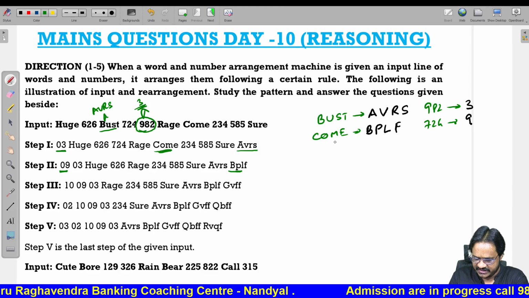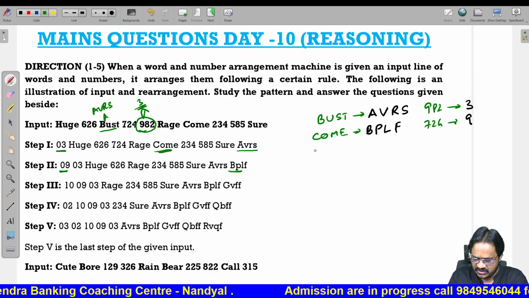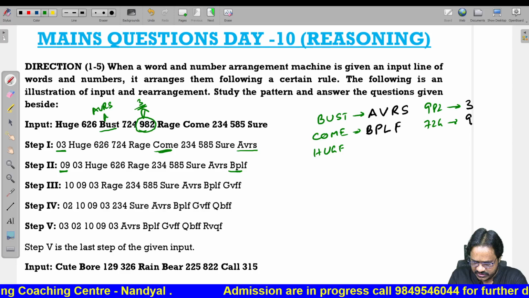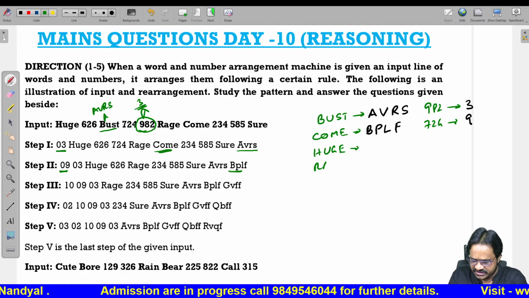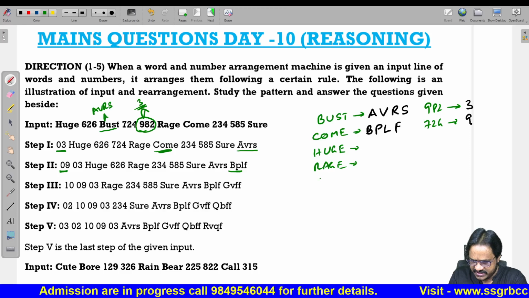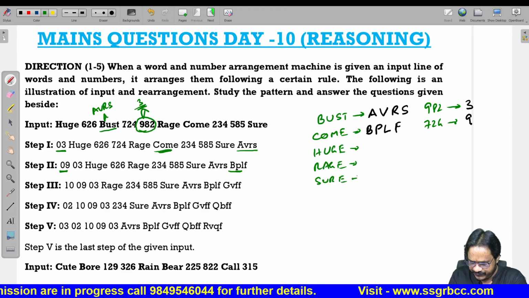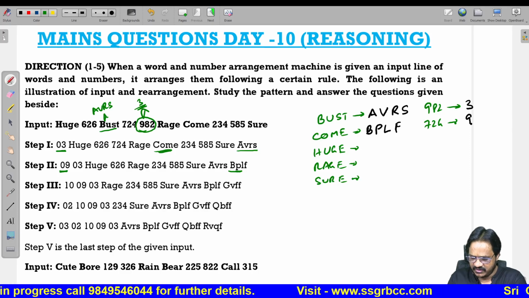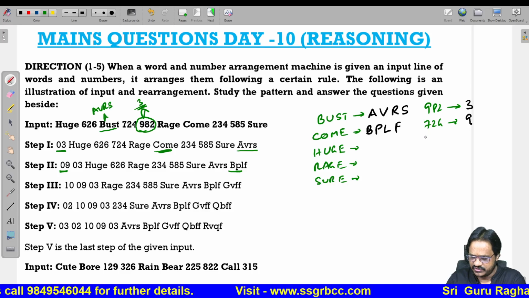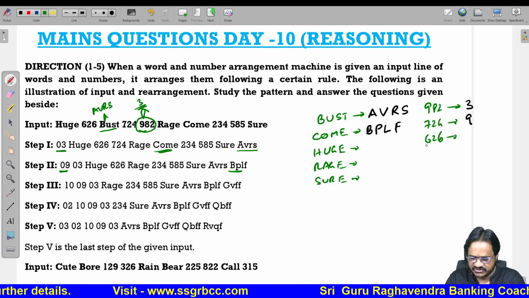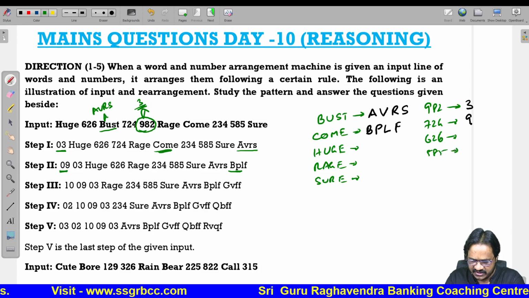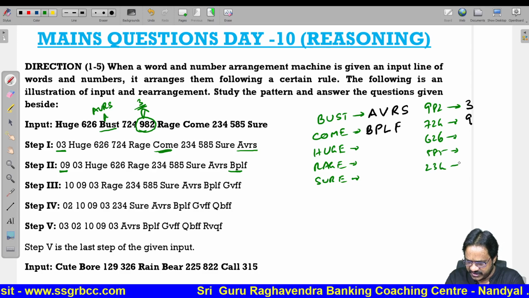Now, let us see. After come, next we should write Hughes. Next, we should write rage, R-A-G-E. Next, we should write sure. So, these are the things. If you come to the numbers after 982, 724, then we should take the next number 626, then you should take 585, then you should take 234.